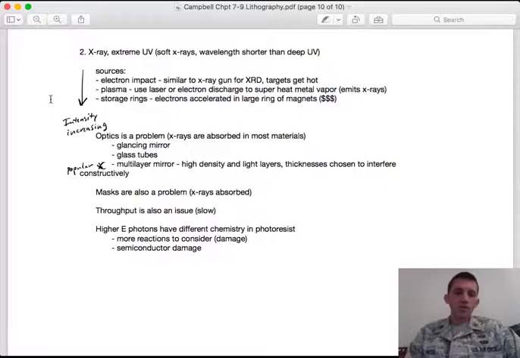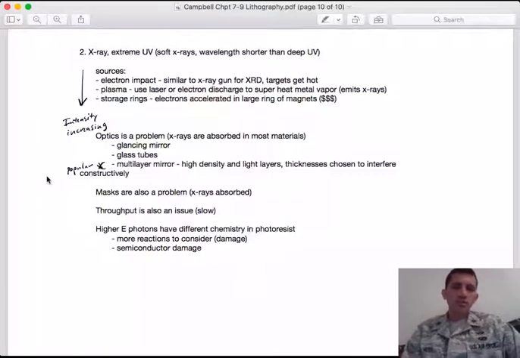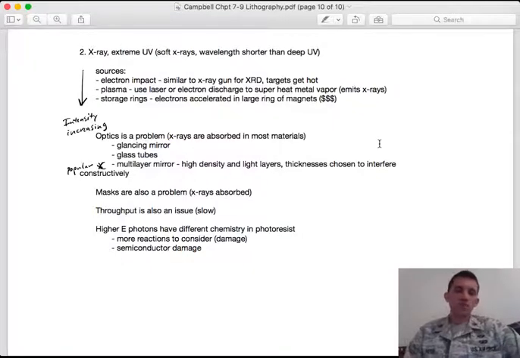You can also generate X-rays from a plasma. So if you use a pulsed laser or electron discharge, you can create a metal vapor above a target, superheat that metal vapor, and that will create a plasma, which will emit X-rays.